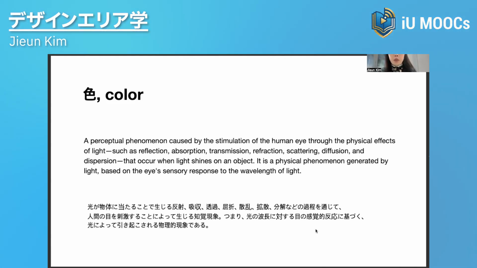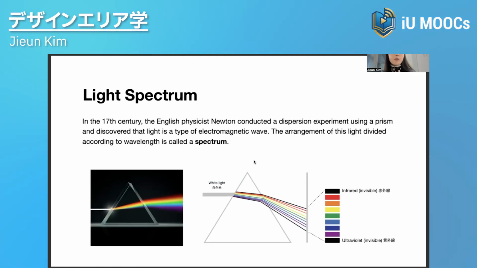So it is a physical phenomenon generated by the light and based on the eye's sensory response to the wavelength of the light. Everyone knows this light spectrum, right? In the 17th century, the English scientist Newton conducted a dispersion experiment using this prism, where we already learned about this kind of experiment in middle school or elementary school, right? Using the prism, he discovered that light is a type of electromagnetic wave. And the arrangement of this light divided according to the wavelength is called the spectrum.